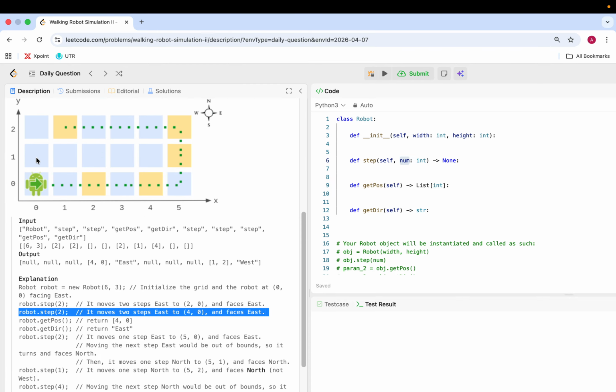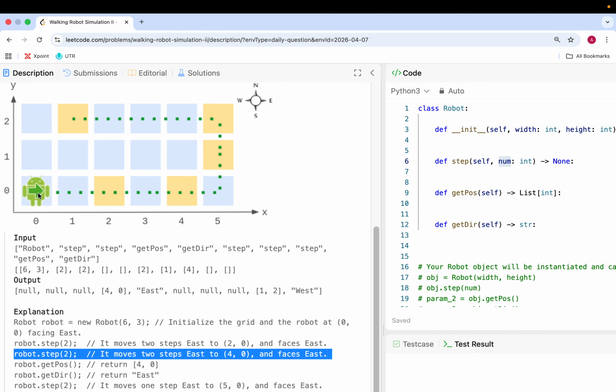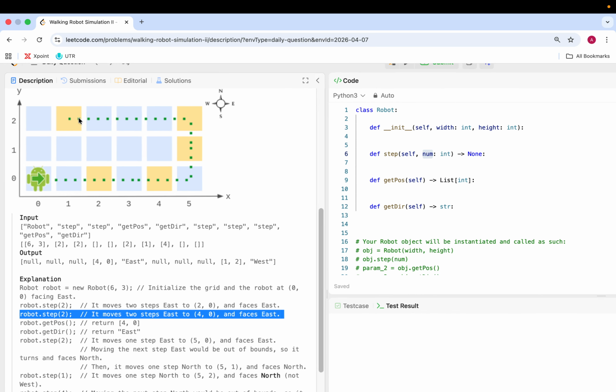Okay, yeah. So here you're at 6, 3 because it's a 6 by 3 grid. Then you step twice. 1, 2. You get position. It's 4, 0. Then you get direction. Facing east. Then you step another 2. 1, 2. Like you go here, then go counterclockwise. You step again for 1. Then you step for 4. You turn and go 1, 2, 3, 4, and you get position and you get direction.